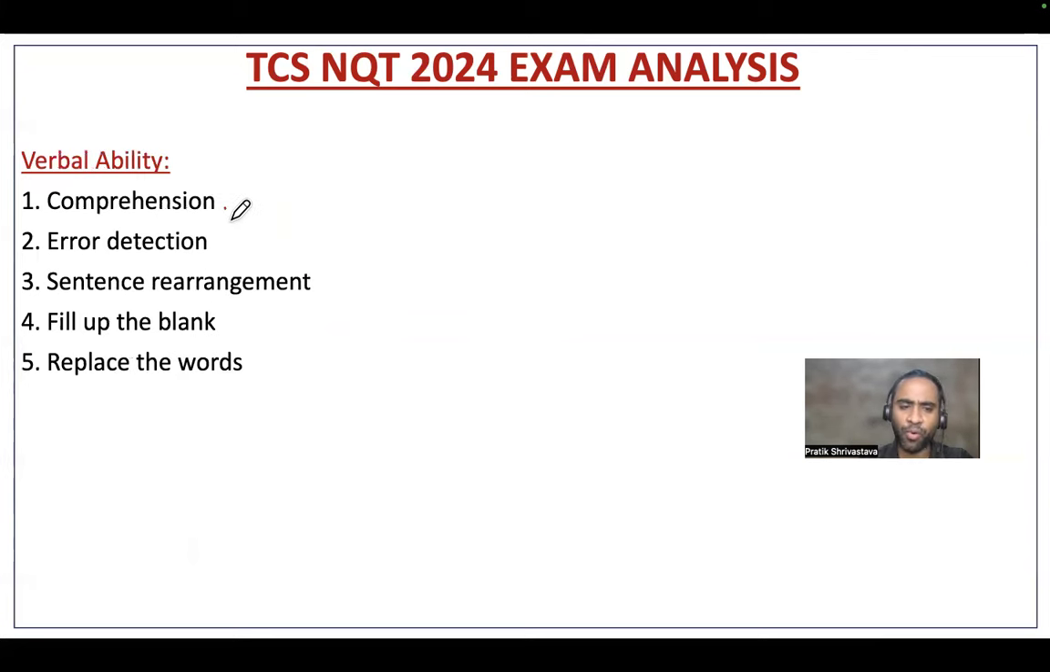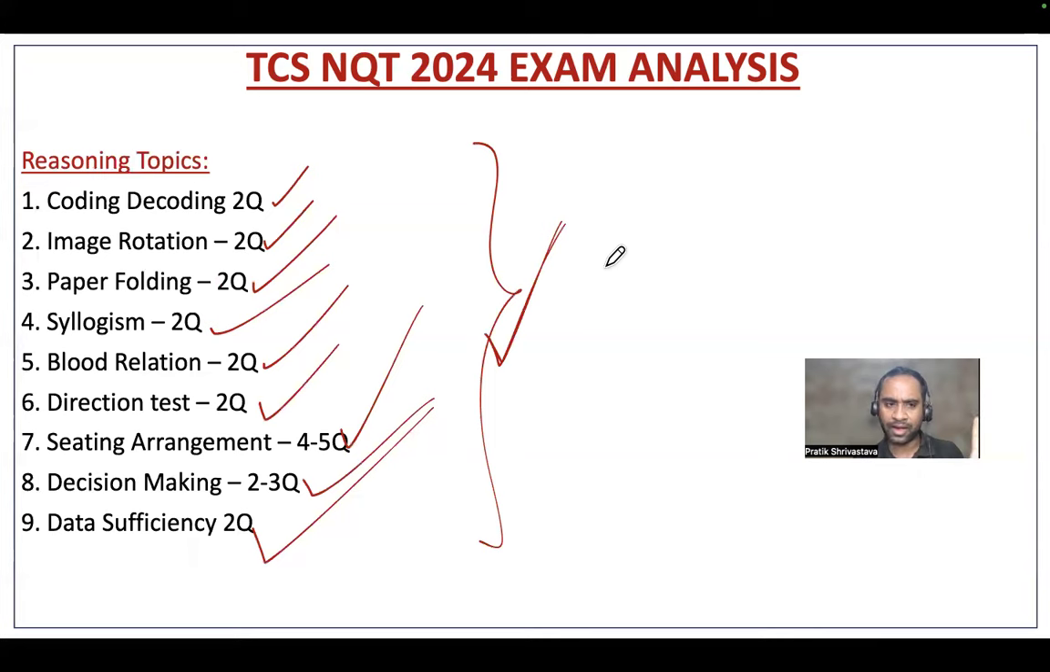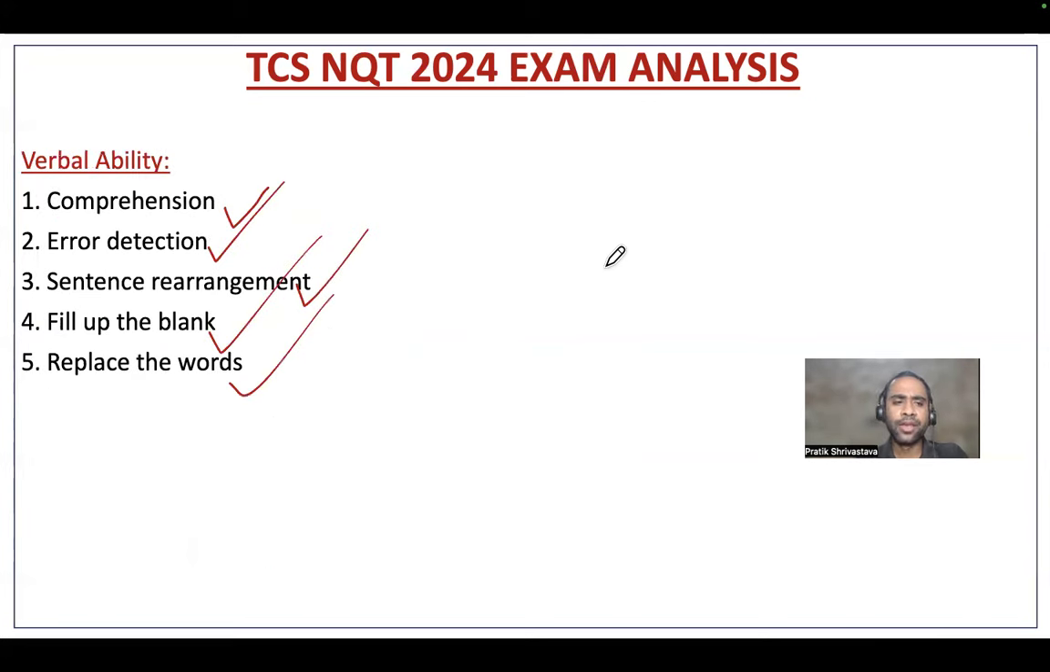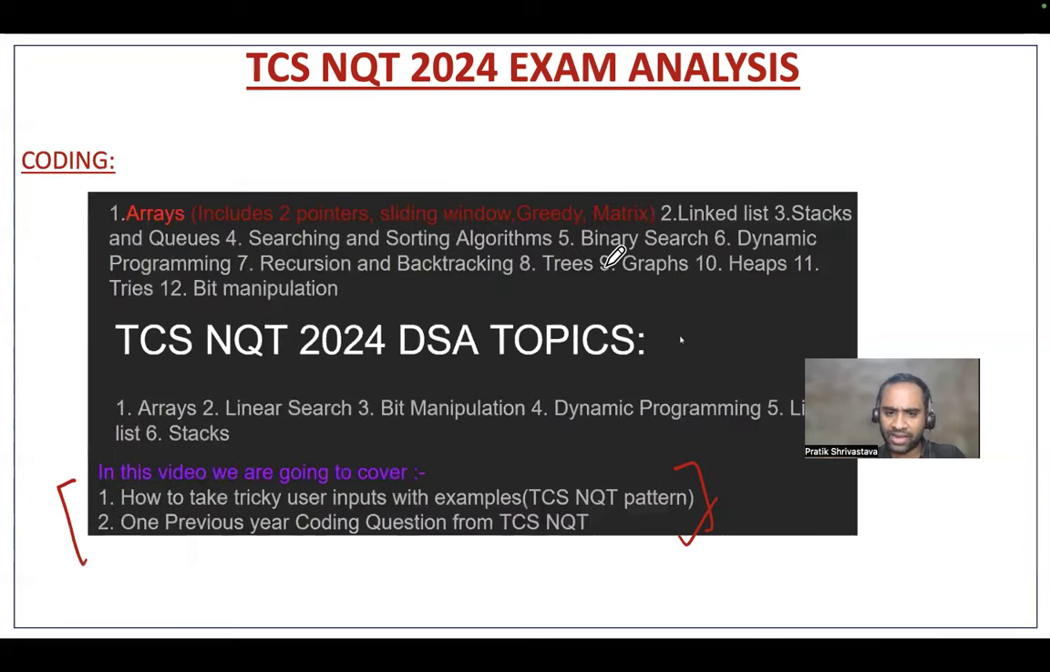And then verbal ability, more questions were from comprehension, error detection, sentence rearrangement, fill in the blanks and replacing words. So once you are done, every day one topic. Verbal ability and reasoning you will be easily able to finish in, let's suppose, 10 days. And aptitude you will take a little more time. Coding also, friends, you can start parallelly.